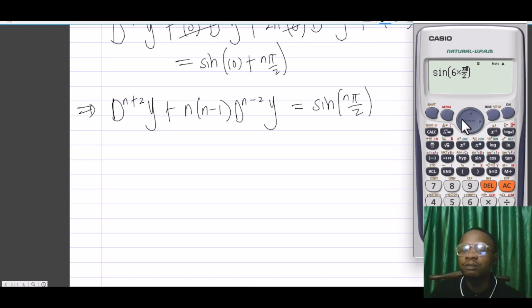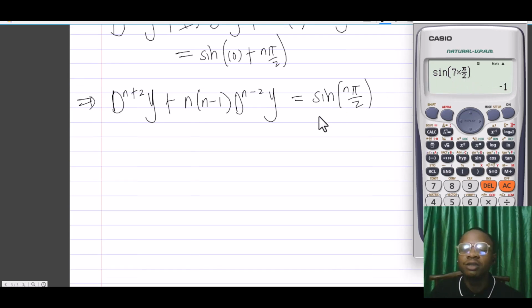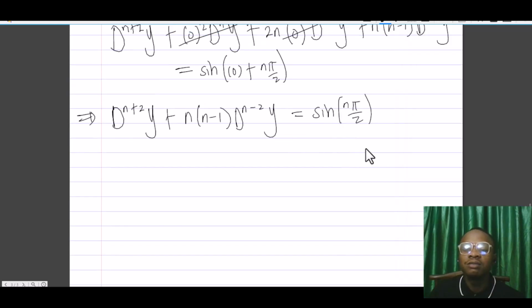So when n is even, this expression will always give us 0. And when n is odd, we've checked for n equal to 1. Let's check for n equal to 3. It will give us minus 1. For n equal to 5, the next odd number, it will give us 1. For n equal to 7, it gives us minus 1. So when n is odd, this is either minus 1 or 1, and when n is even, it is 0. That is the behavior of this expression, because it can only take in positive integers, positive whole numbers.